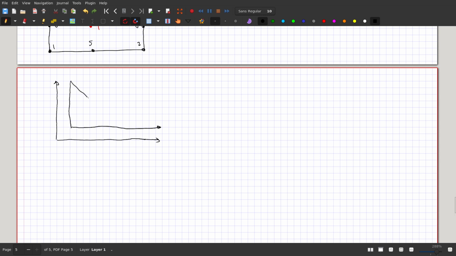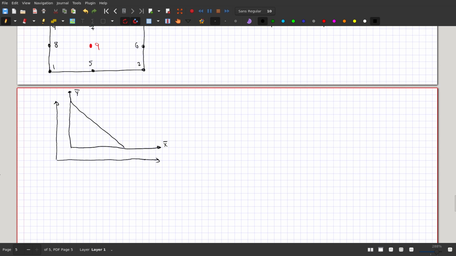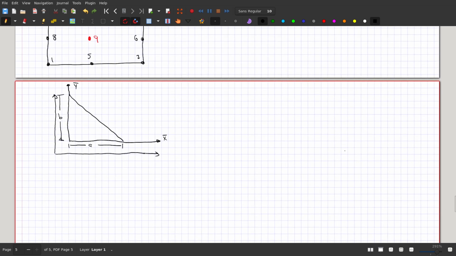So this is X bar, this is Y bar. And now I have A and B. So we're going to specialize this to a right triangle to make our integration easier. And we'll do that for the equation, just the Laplacian.